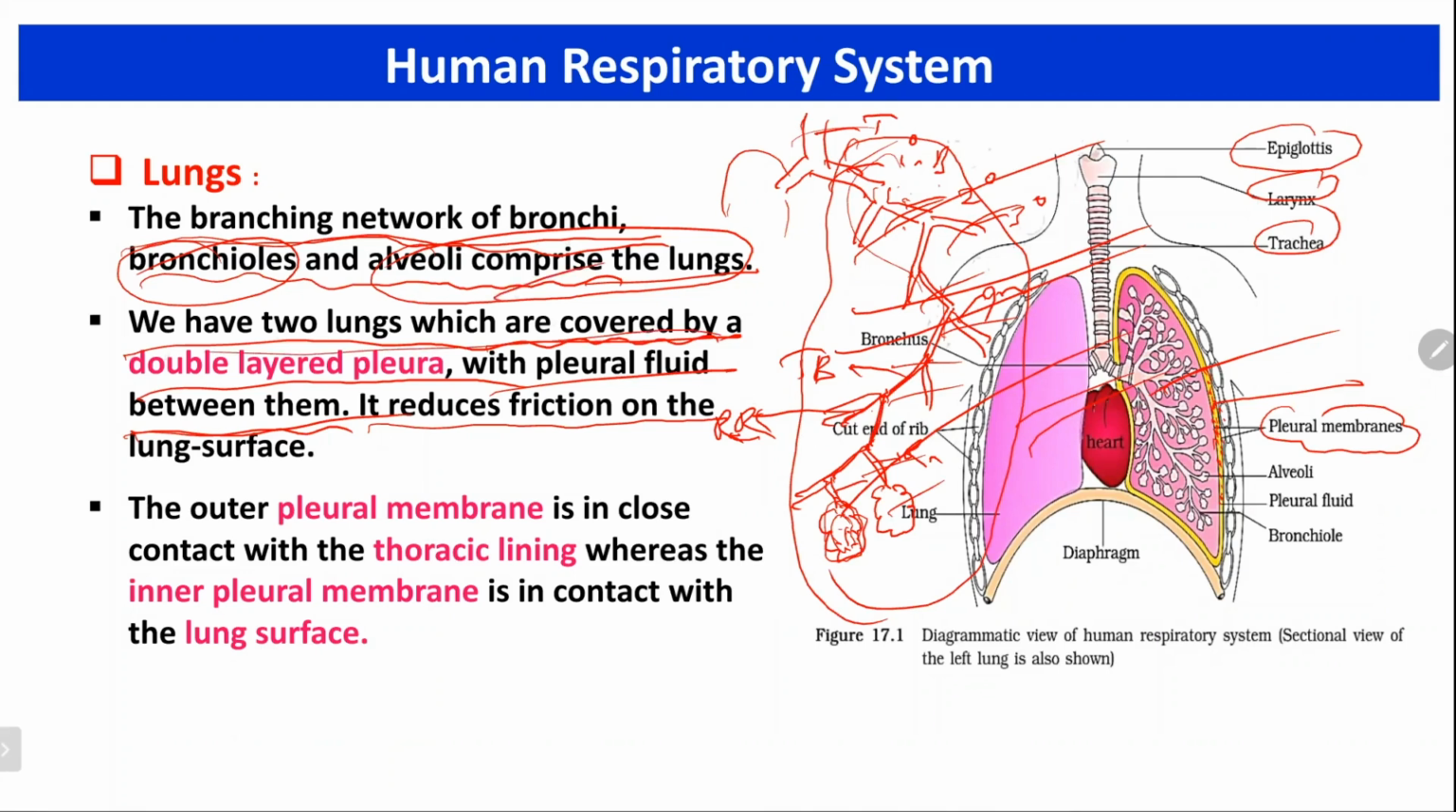We have two lungs. They are covered by what? Double layered pleura, right? Pleuron is singular, pleura is plural. Double layered means the outer parietal layer will be there. Here I have shown two layers: outer parietal pleura and inner visceral pleura.